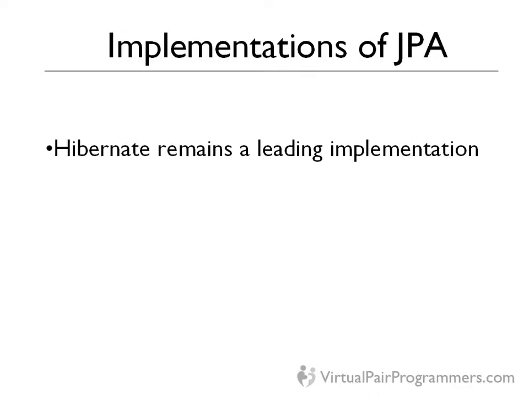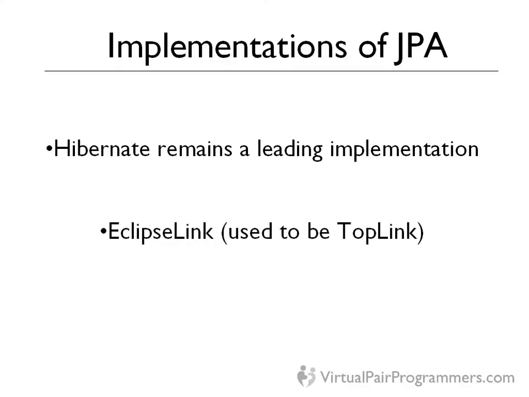But as I say, other vendors are now free to come up with implementations of JPA as well. At the time of recording, apart from Hibernate, there's also Eclipse Link. This used to be called Top Link and originated from Oracle. And there's also from Apache the Open JPA project. So as always in Java, you can choose any of these three implementations, and they may perform differently, but they all work in the same way with the same API.